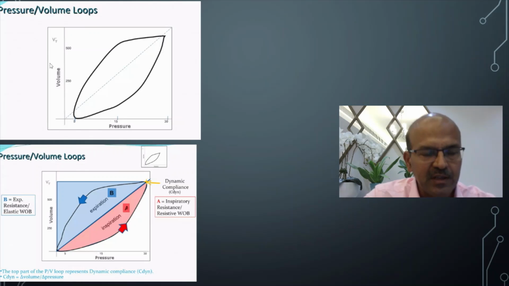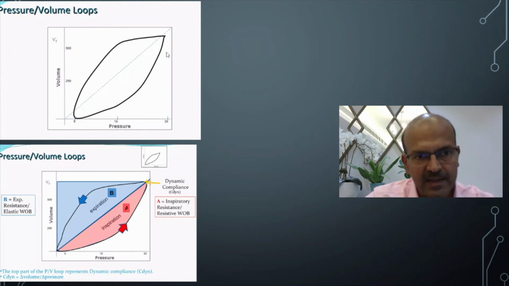Next, we'll come to the loops, which are basically the pressure on the x-axis and volume on the y-axis for the pressure volume loops. Inspiration is typically in this direction, and expiration is coming backwards. Usually the starting point is a PEEP, because the pressure doesn't drop below the PEEP. The inflection point is where the volume starts increasing quickly, and you can decide on appropriate settings and need for surfactant based on how much pressure is needed.